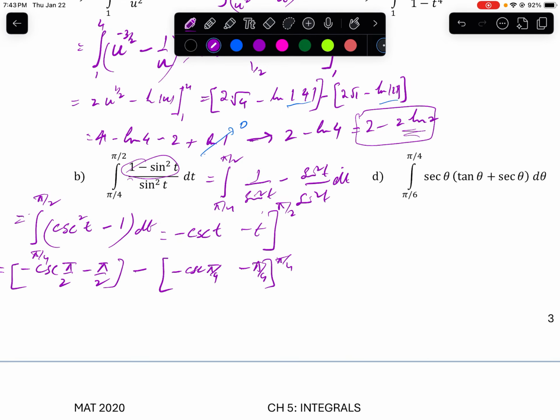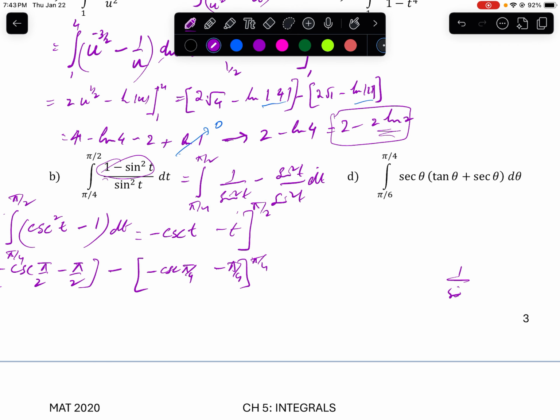Yeah, so what is cosecant of pi over 2? Well, remember cosecant is 1 over sine. So if you want to know cosecant of pi over 2, you can figure out what is 1 over sine of pi over 2. Sine of pi over 2 is 1, so 1 over 1 is 1.